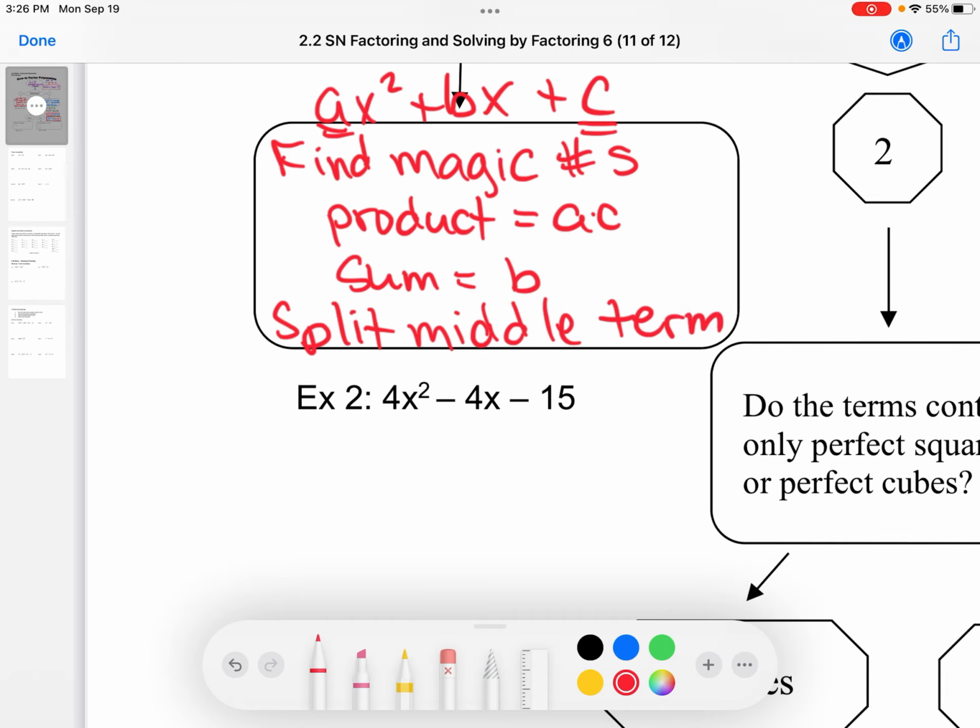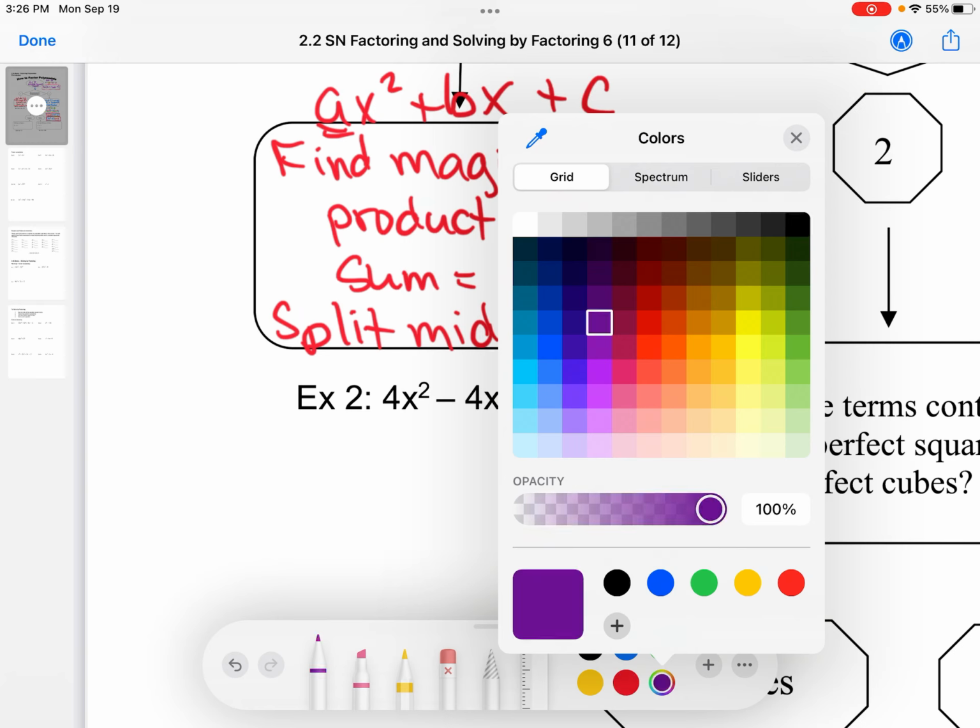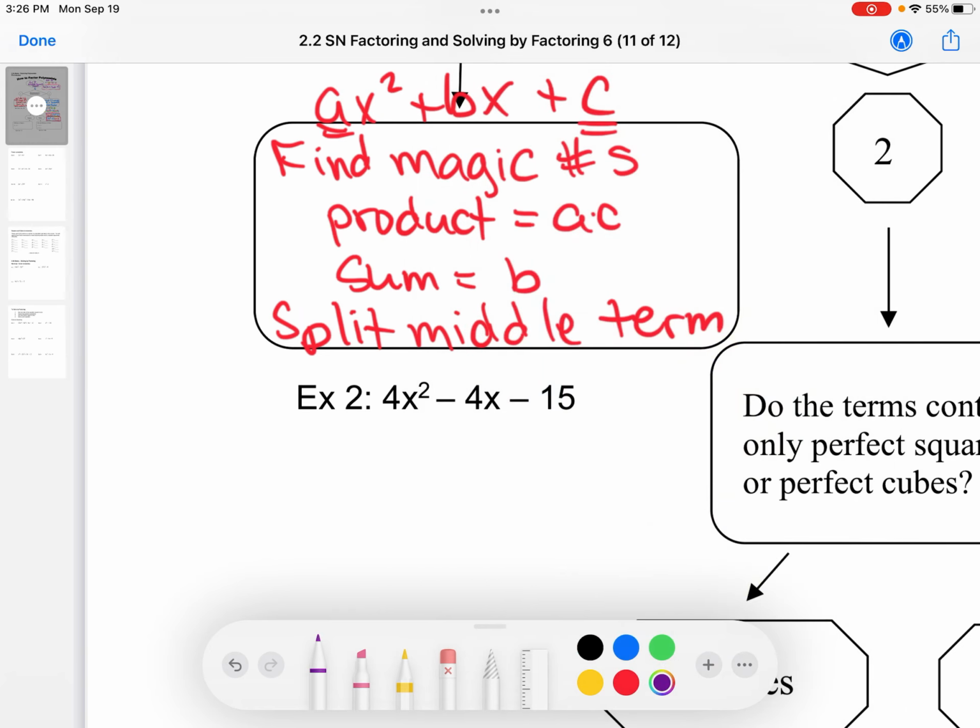And I'm going to show you how all that works. Okay, so if we look at example 2, 4x squared minus 4x minus 15, there's no greatest common factor. It has 3 terms, so we're going to look for the magic numbers. These need a product, or a multiply, of 4 times c, negative 15. It's going to be negative 60. The magic numbers will need a sum of that middle term, which is negative 4.